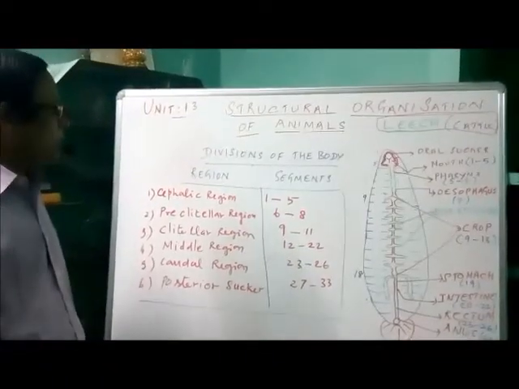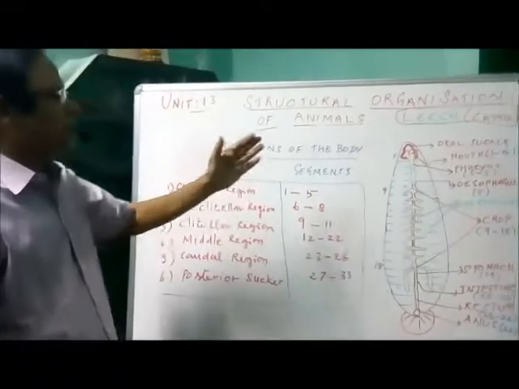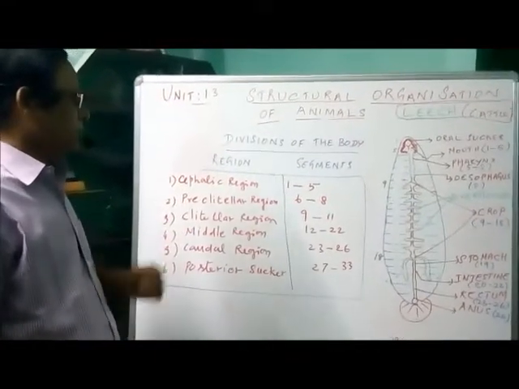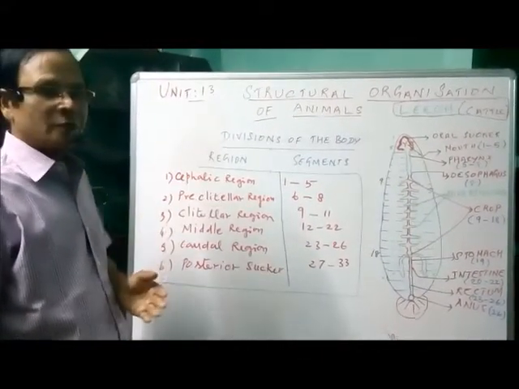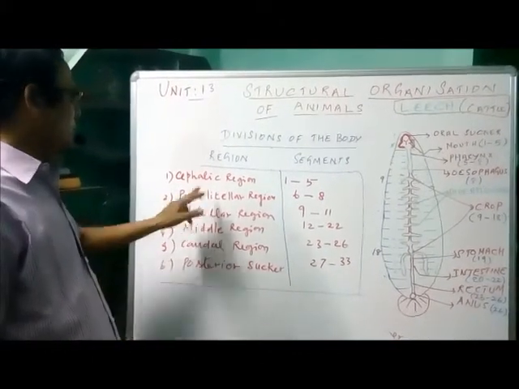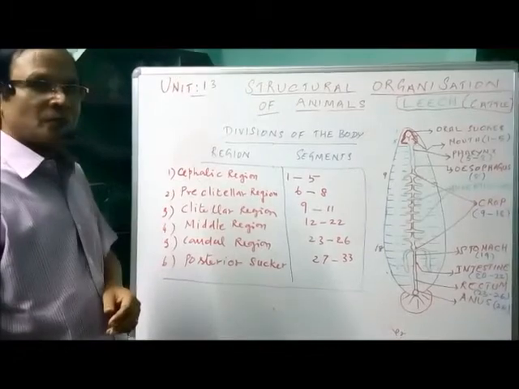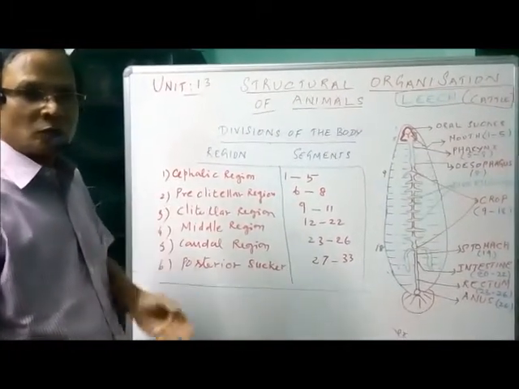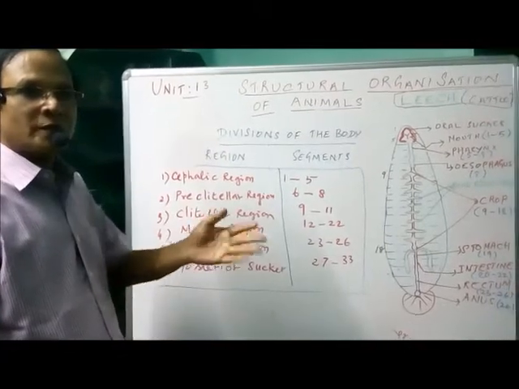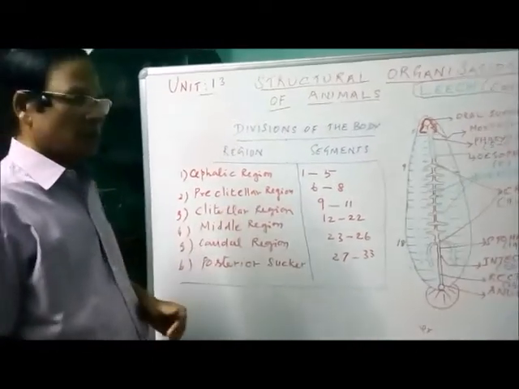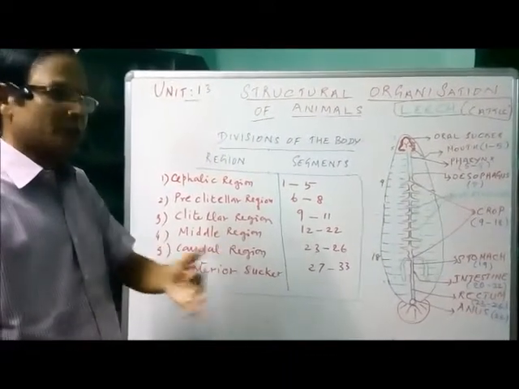Let us proceed further with the lessons about the leech. Now, what are the divisions of the body? I mentioned already we have 33 segments, a constant number of segments present in leech. The first region is the cephalic region, which includes segments 1 to 5, which contains the oral sucker, mouth, buccal cavity, etc. Now, the pre-clitellar region, the region present before the clitellum.